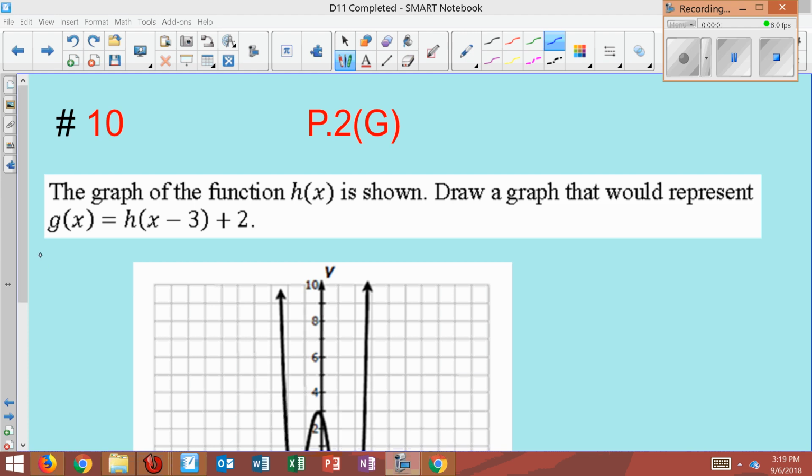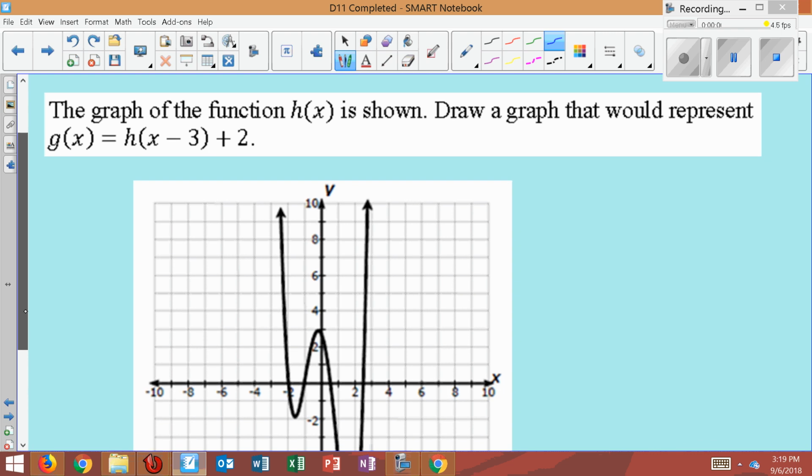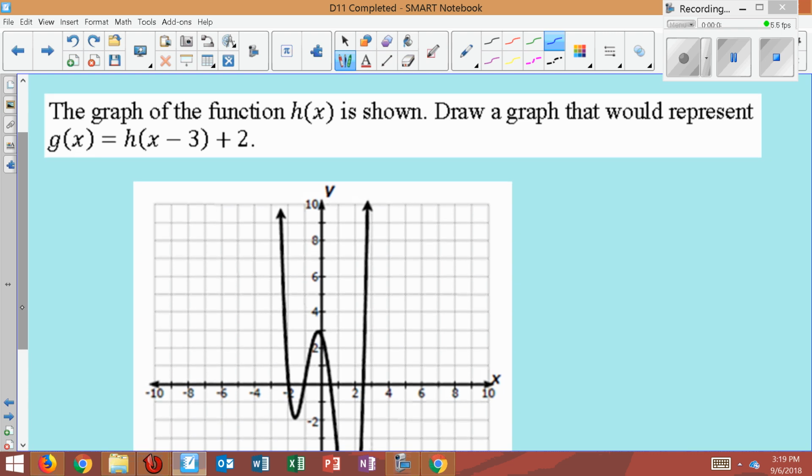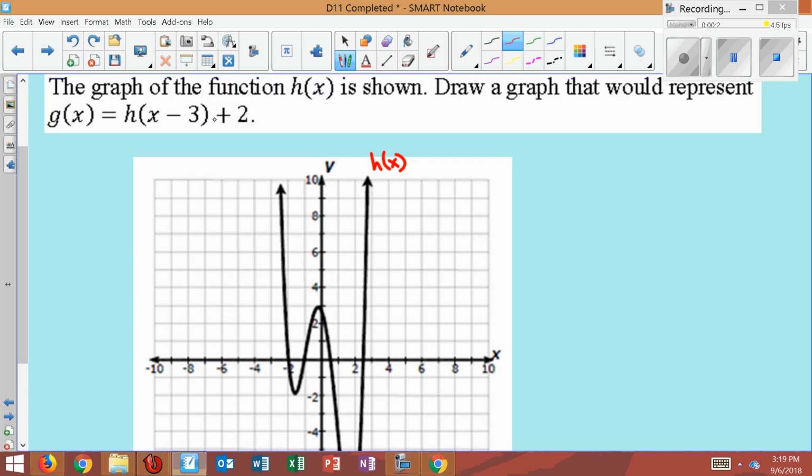Number 10, the graph of a function h of x is shown. Draw a graph that would represent g of x equals h of x minus 3 plus 2. So here's the graph h of x is shown, and we want to find g of x if these transformations have occurred. Now let's think about transformation rules.